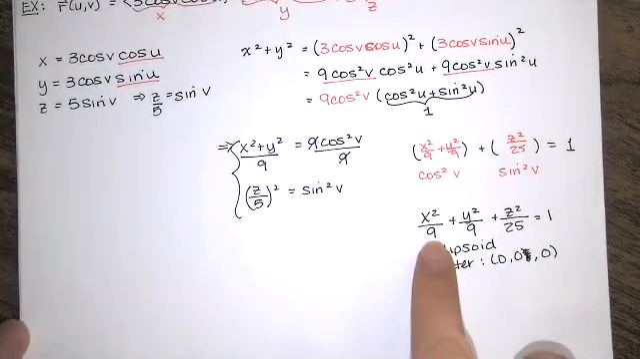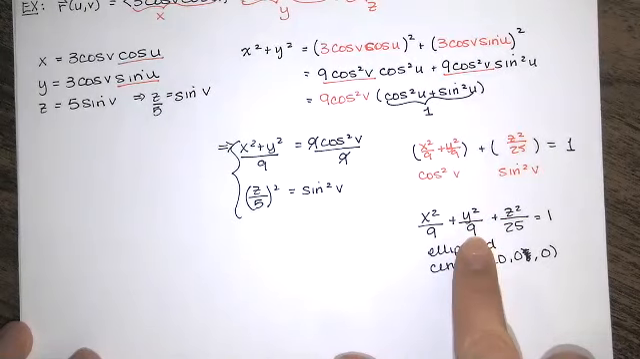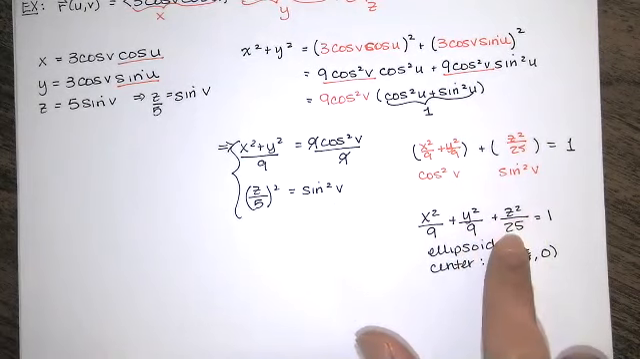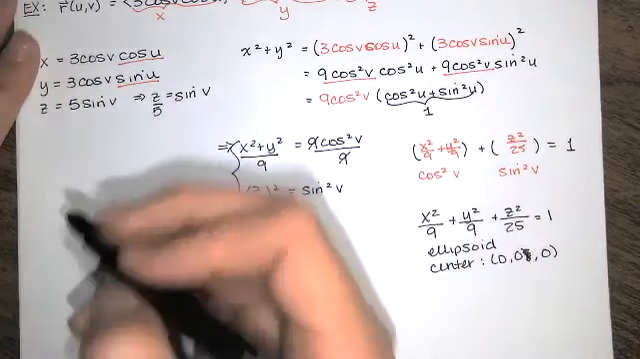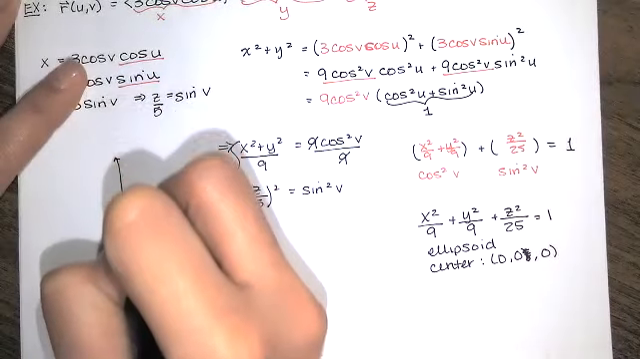And we're going plus or minus 3 units in the x direction because there's a 3 squared under the x. We go plus or minus 3 units in the y direction because there's a 3 squared under the y. And we go plus or minus 5 units in the z direction because there's a 5 squared under the z. So our ellipsoid looks like this.